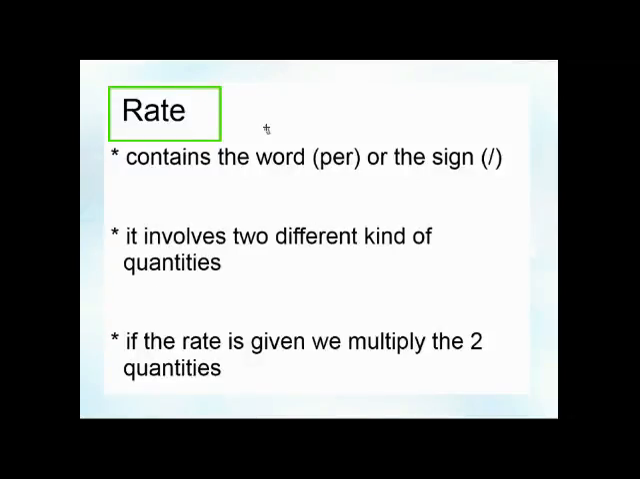Okay, today's work is going to be on rates. Now, what is a rate? A rate is anything that contains the word per or the sign forward slash in it. So it's like kilometers per hour or a rand per kilogram. Any kind of rate uses a per in the middle because you're evaluating two different kinds of quantities.